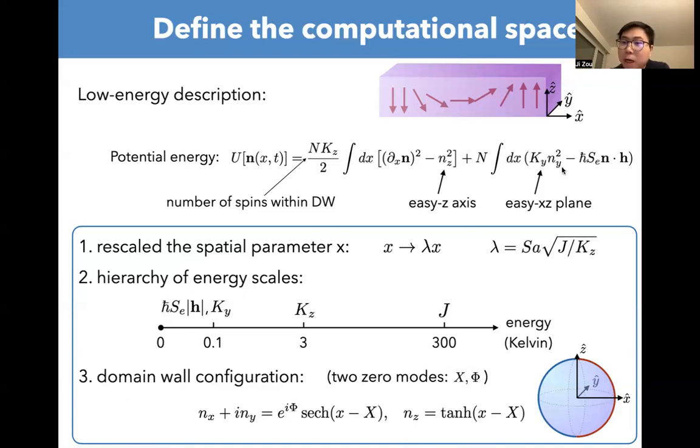And of course, if we take the next term into account, then it breaks this U(1) symmetry down to Z2. In this case, the φ equal to 0 and φ equal to π states are preferred, and they are the two chirality states we care about. Okay, so let's move on.